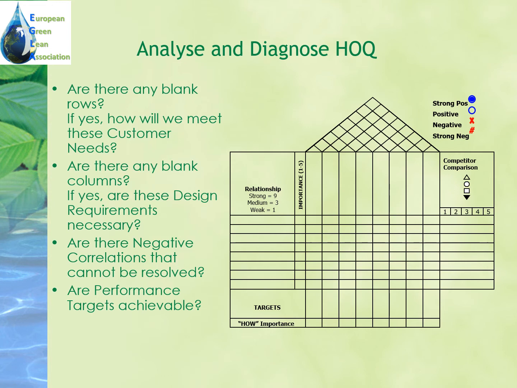Are there negative correlations that cannot be resolved, that should be resolved anyway? Are all the performance targets achievable? Can we really do them so that we can achieve the targets? Or are we making just nice wishes that nobody is really committed to?